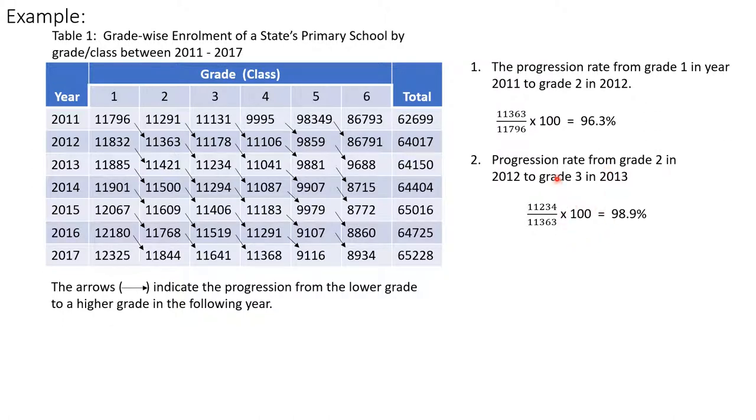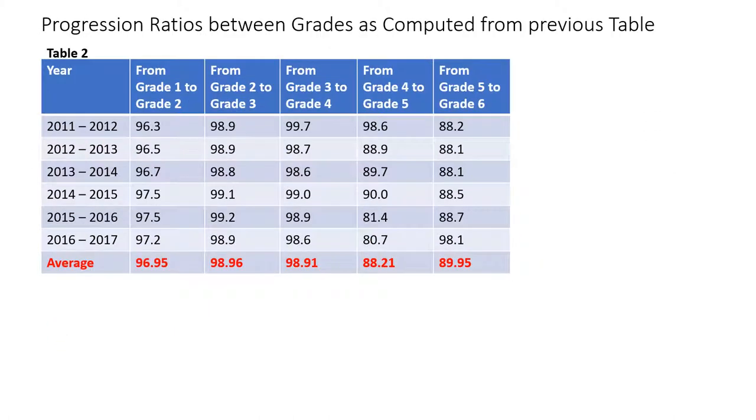For example, let's look at the progression rate from grade 2 in 2012 to grade 3 in 2013. For each year, you are going to calculate for all of them, starting from 2011 to 2017. Now, having done that, you now come up and compute the progression rate.